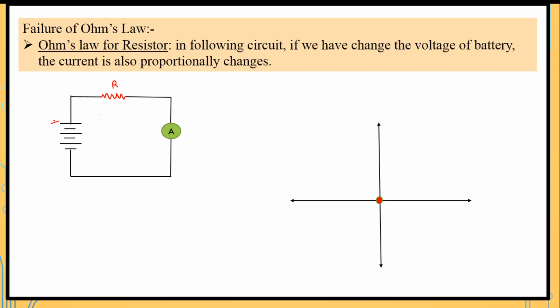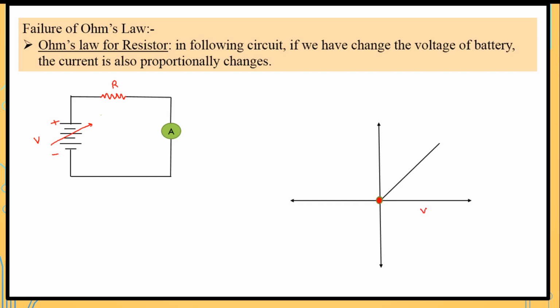This is the potential difference. This is the positive terminal, this is the negative terminal. Here we have to put the variable battery, and this ammeter measures the current. Suppose we change the voltage, the current also changes. If we change the voltage of the battery, the current also changes proportionally. We will get a straight line.